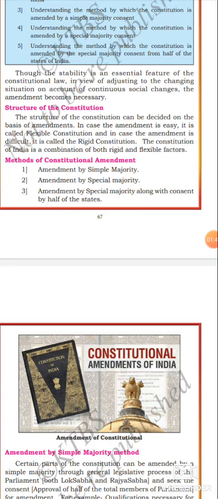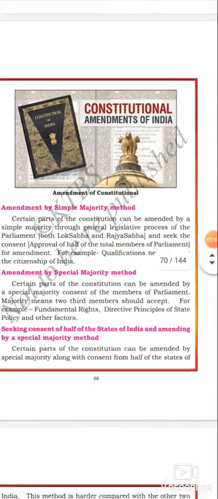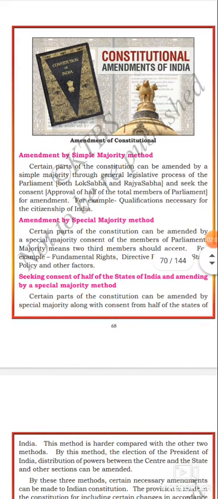Got it? Let us see now the methods of constitutional amendments. Amendment by simple majority. Second one is amendment by special majority. Then third one, amendment by special majority along with the consent of half of the states. Let us see the explanation of these 3 points. First one, amendment by simple majority method.